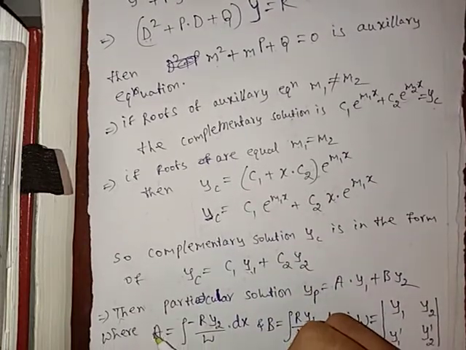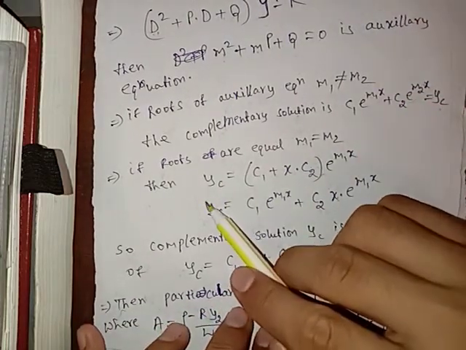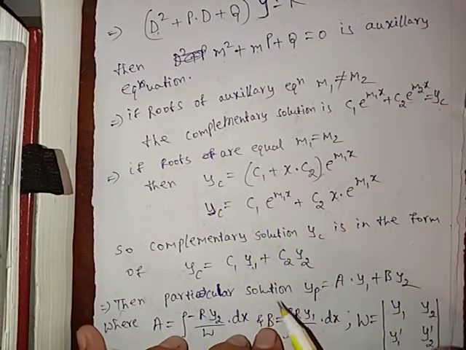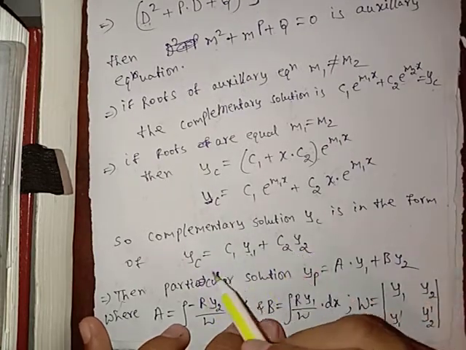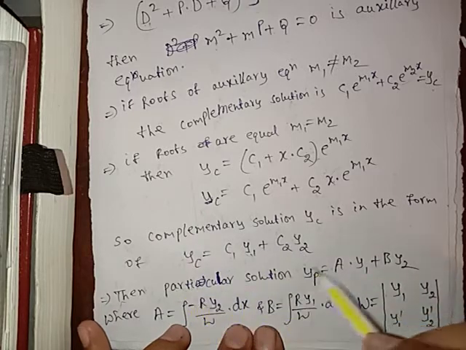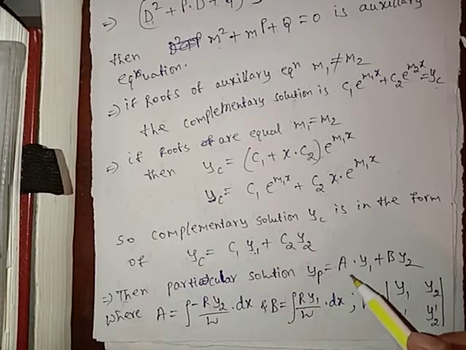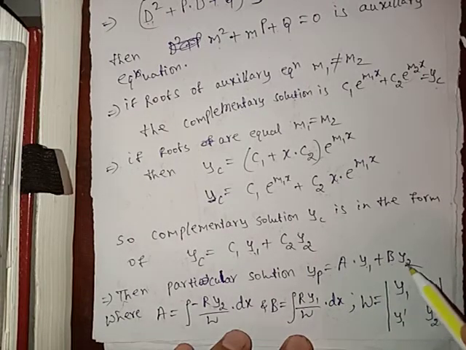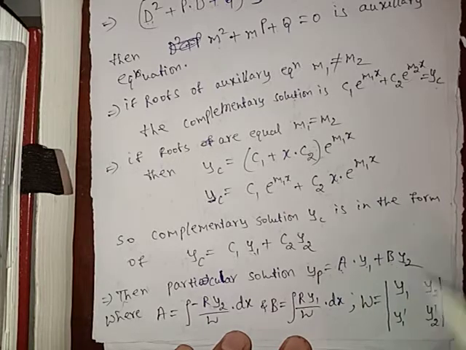Then how can we find the particular solution? If this is the complementary solution, then the particular solution is of the form yp = a y1 + b y2. Now we have to find out what a is and what b is.